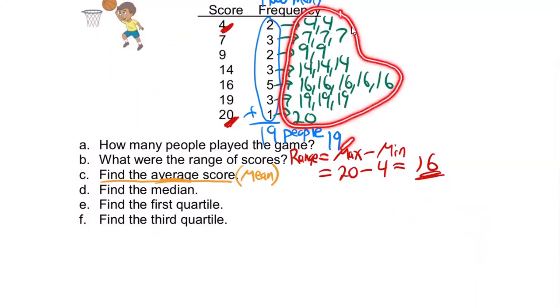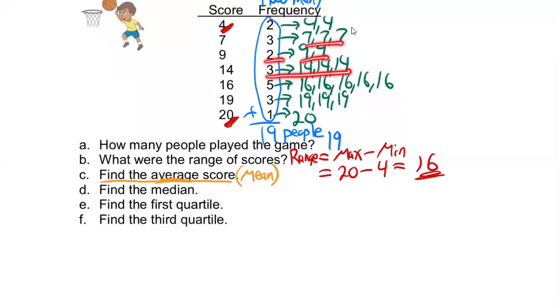Remember, there's 7. Oh, the frequency, you mean? Right. Well, there's going to be a total of 19 numbers here, right? Because the frequency tells you how many. There's 2 4s, 3 7s, 2 9s. See, the frequency number tells you how many. But we have 7 scores. There's 7 different scores, but there's 19 total scores. Does that make sense? So we don't just care about how many different scores. 19 people actually got these various scores.